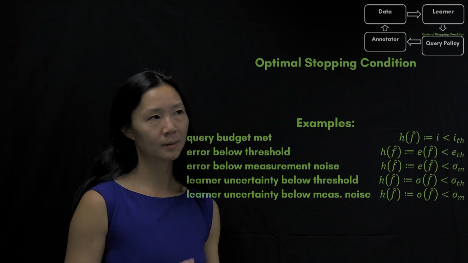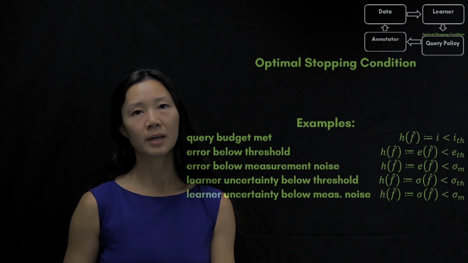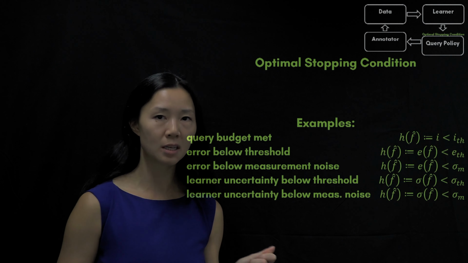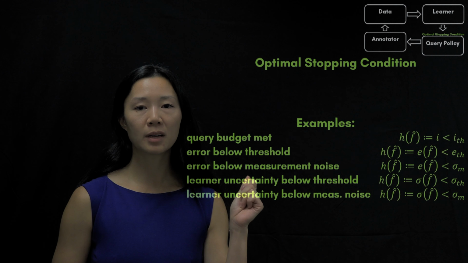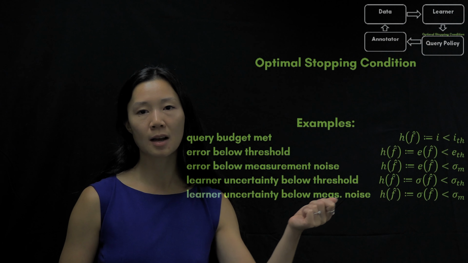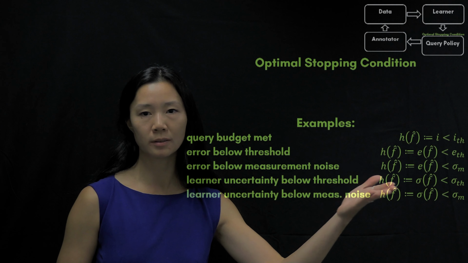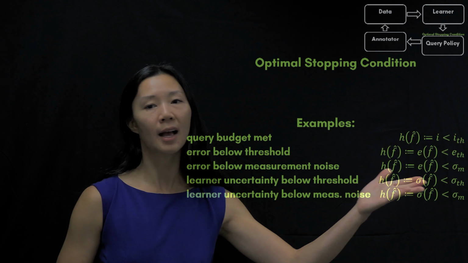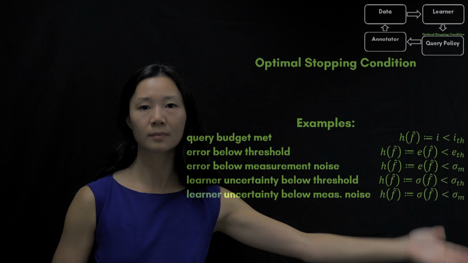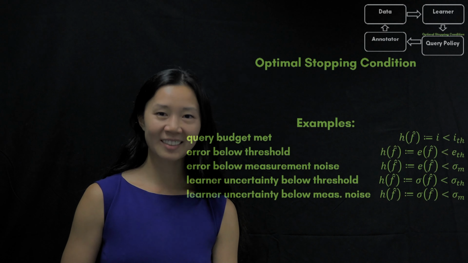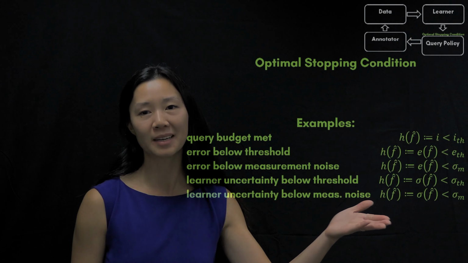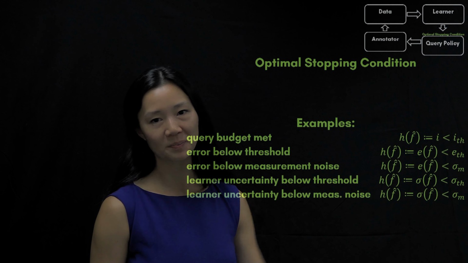Let's talk about another way to stop. If you have access to your learner and it can generate some kind of uncertainty criteria, then you can use that criteria as a stopping condition if it's below some threshold. So let's say some sigma of f-hat, where sigma is uncertainty, has to fall below some threshold. And more specifically, you could also, again, use measurement noise as that threshold, where sigma has to be below some sigma measured.